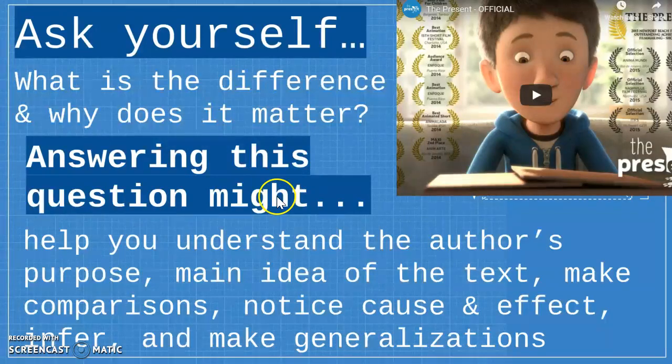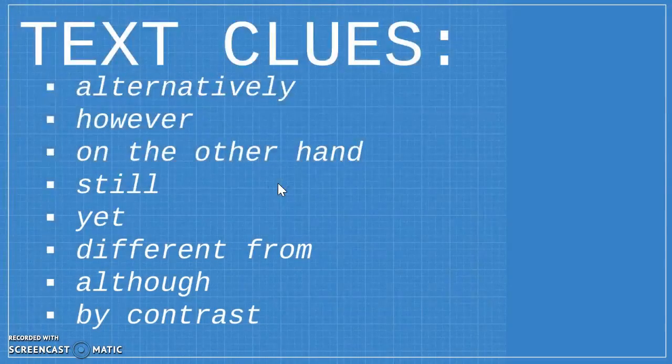Okay, and we'll watch this little video later. So some text clues: alternatively, however. Notice a lot of these are transitions. You might see them at the beginnings of sentences where they're connecting ideas together.